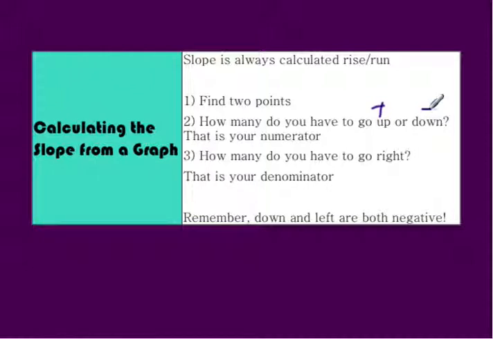So what you want to do is always start with the farthest left point, because then for step number 3, you're going to figure out how many points you're going to the right. So the number of points that you go to the right is the denominator. Down and left are both negative. I think that's a really important point to remember, that if you go down or you go left, both of those are going to create negative values. So let's go ahead and put this into practice.